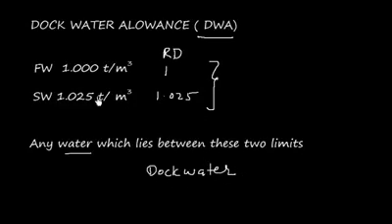Let me repeat it. Any water which has a density between 1 and 1.025 will be called dock water.